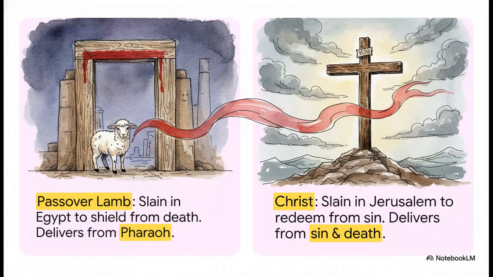Now just watch how this same pattern echoes hundreds of years later. The Passover lamb, which was slain back in Egypt to save people from physical death, is a direct foreshadowing of Christ, slain in Jerusalem to redeem humanity from spiritual death. One delivers people from a tyrant named Pharaoh. The other delivers people from the tyranny of sin and death. You see it? The structure is an exact parallel.